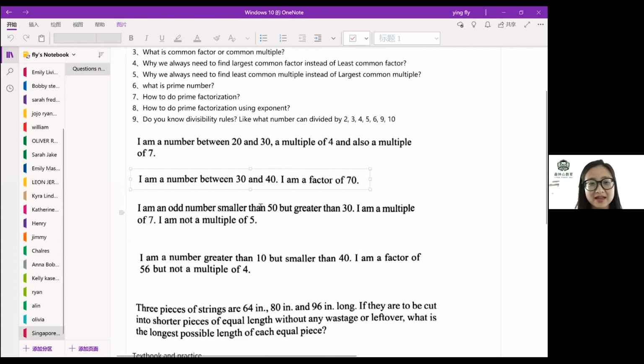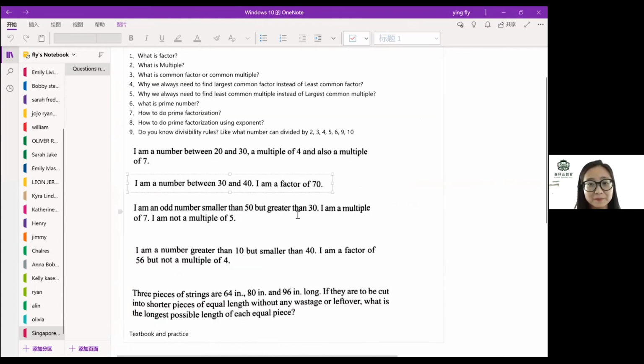Okay, next one. I am an odd number smaller than 50 but greater than 30. I'm a multiple of 7. I'm not a multiple of 5. Who am I?